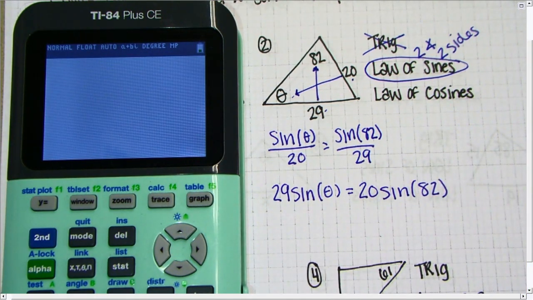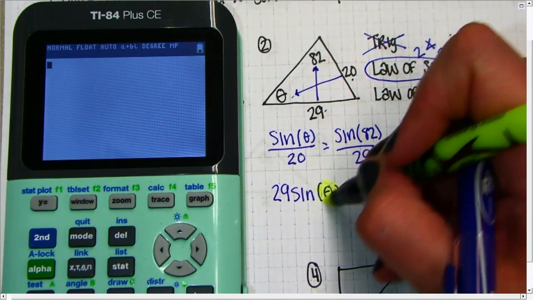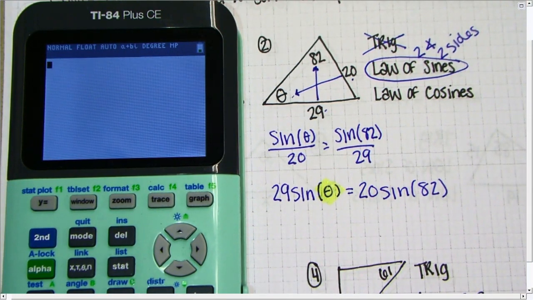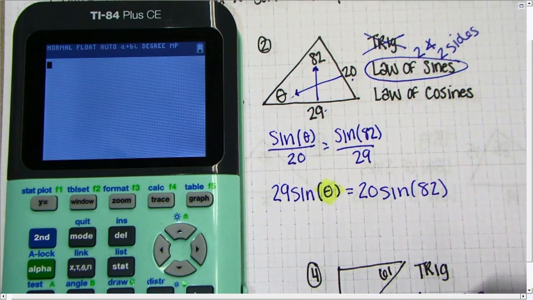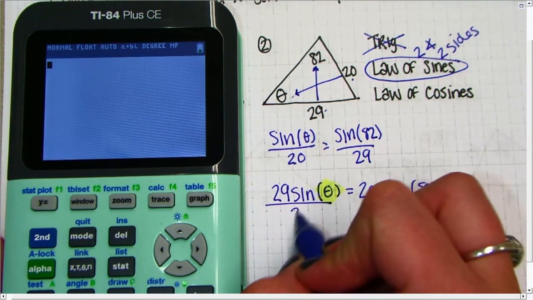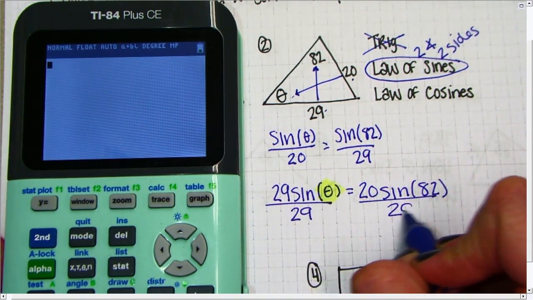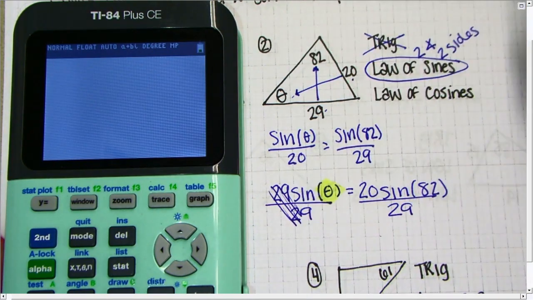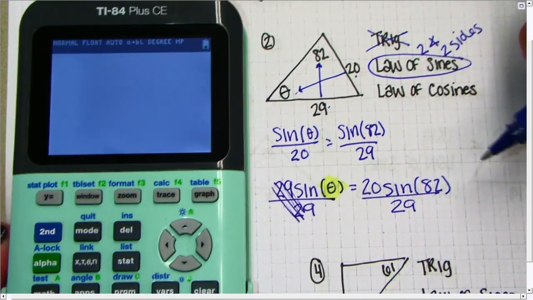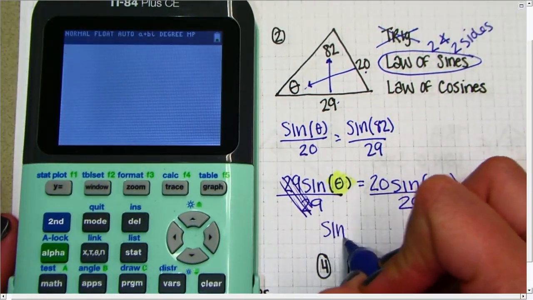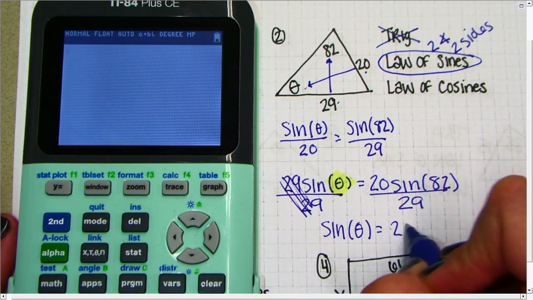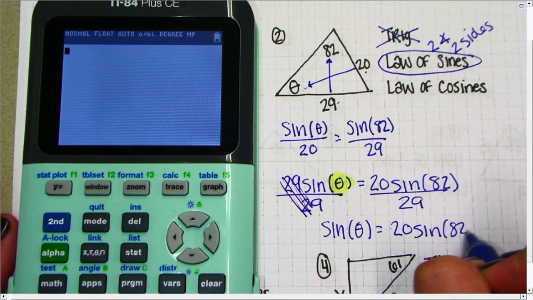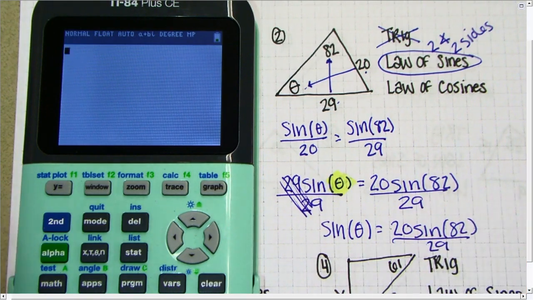Remember, our goal whenever we are solving for theta is to get theta isolated. The first way we're going to do that is we're going to divide both sides by 29. I am going to be using my inverse trig function in this problem, but I have to wait until I move the 29 first. So now I'm left with sine of theta equals 20 sine of 82 all over 29.